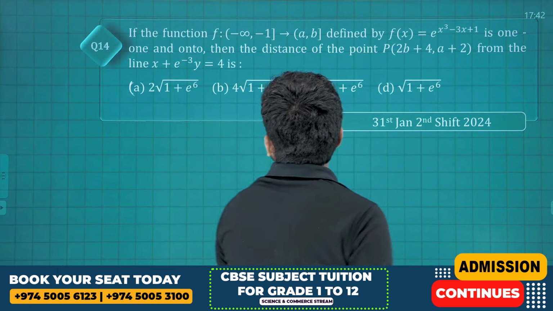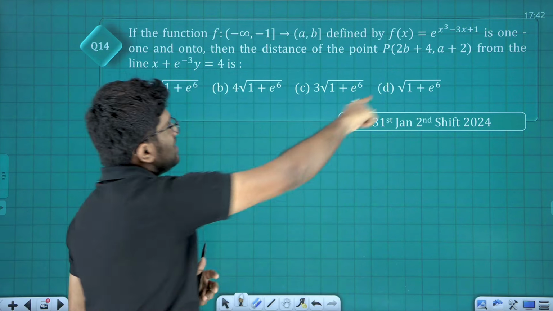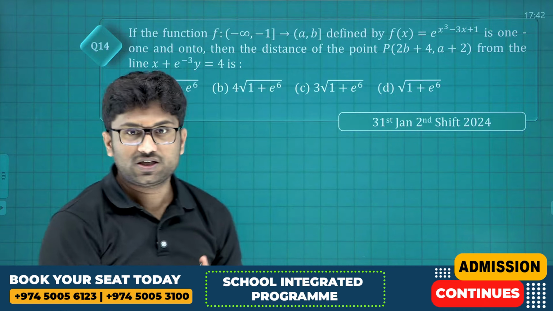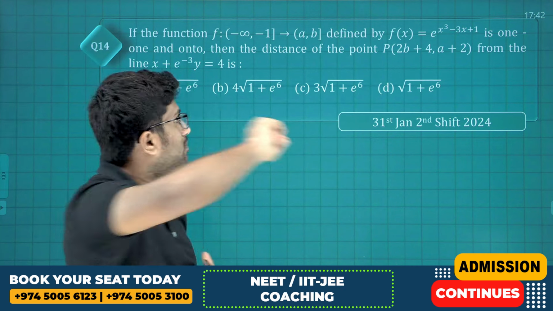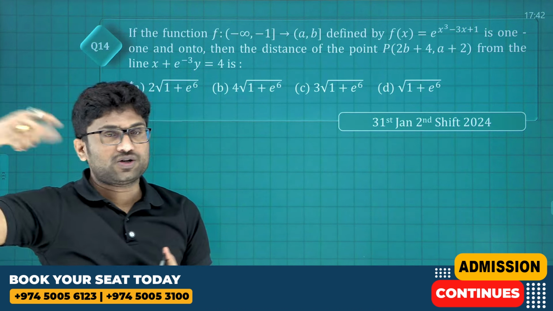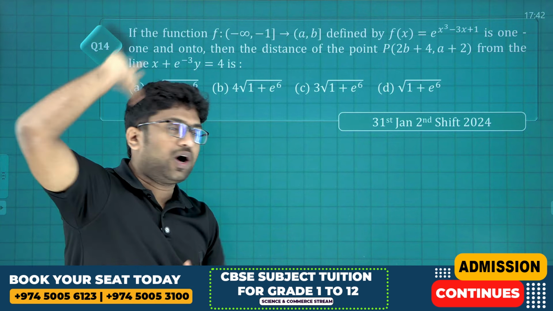Next one. If the function f mapping from minus infinity to 1, from a to b, defined by f of x is equal to e power x cube minus 1, is one-one and onto. Acha, this is a one-one function. And friends, this is an exponential function. We know an exponential function is always positive. It is an increasing function; they have already given whether it is increasing or decreasing. But we have e power x cube minus 1, and as the highest power is positive, it is always an increasing function. Okay. Now, increasing and one-one function.